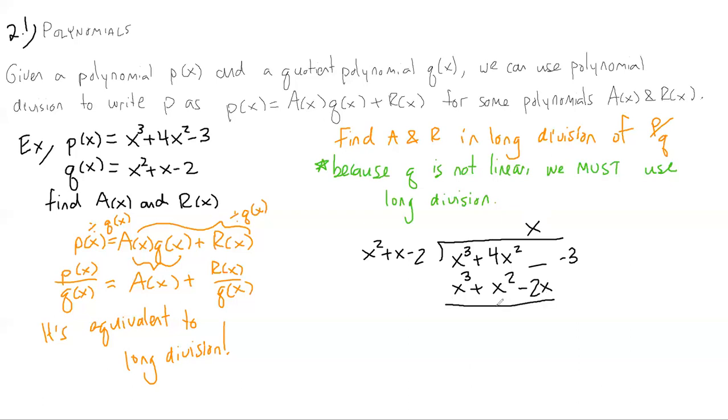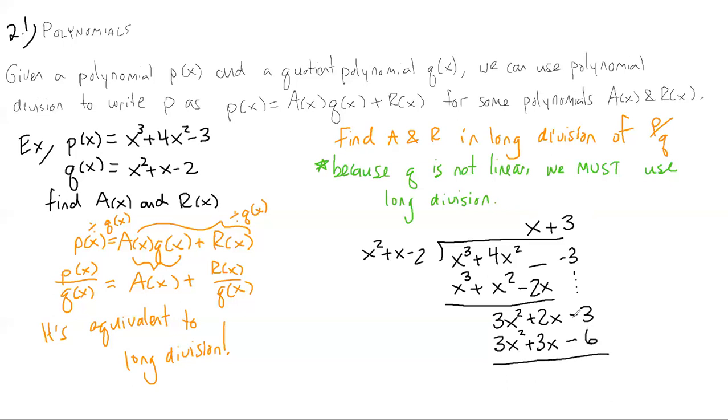And subtract. The x cubes cancel by design. 4x squared minus x squared will be 3x squared. 0 minus negative 2x will be positive 2x. And then I can bring down the last term to do the next row. Now I just need a 3 to match those lead terms. And so now I'm going to distribute the 3 across. 3x squared plus 3x minus 6.